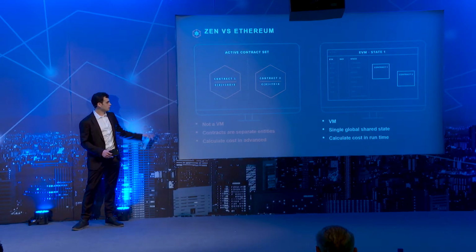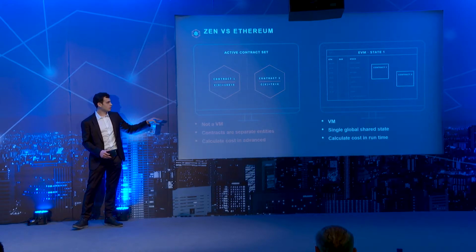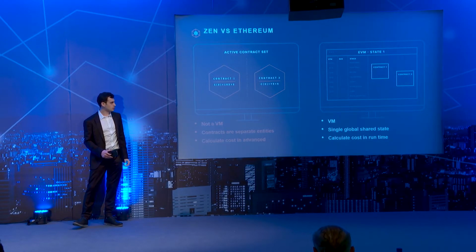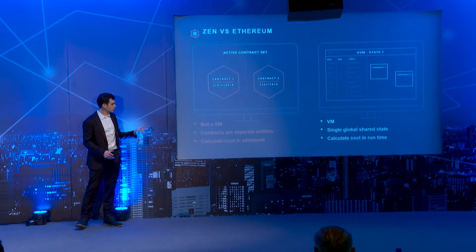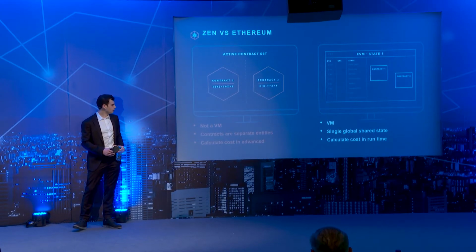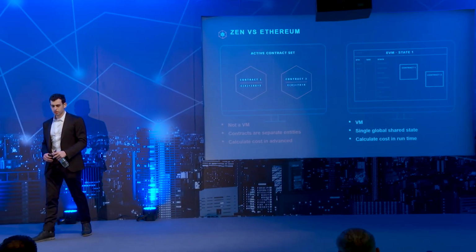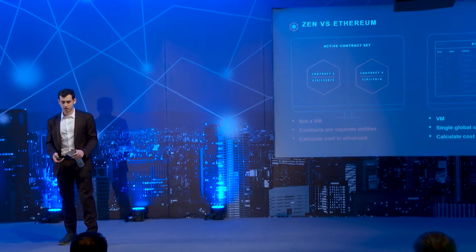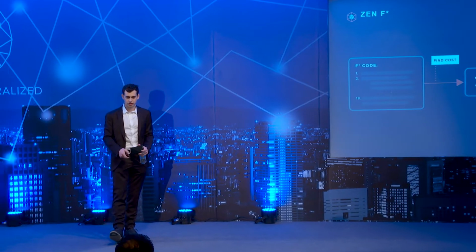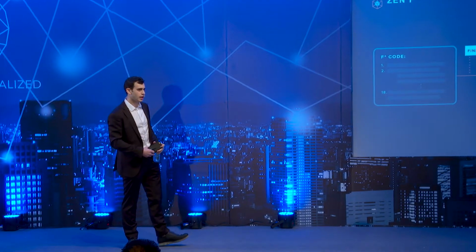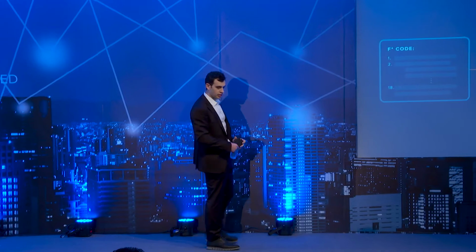With us, each of our contracts live separately. They're not part of a much larger entity, like a contract is in Ethereum. They live separately. And because they live separately, there's no way to count the cost as in Ethereum, so we use formal verification for that. So how do we determine the cost of a contract ahead of time?